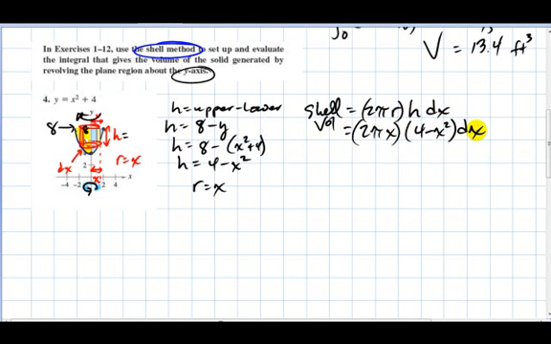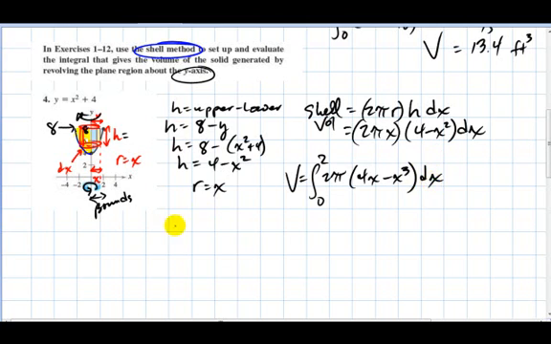You want to integrate that from 0 to 2. There are the bounds right here. So the volume of my solid, after I revolve it, is the integral from 0 to 2 of 2 pi x. I should probably distribute through. Let's do that. And also you can pull out the 2 pi as well. So I've got 4x minus x cubed, dx.